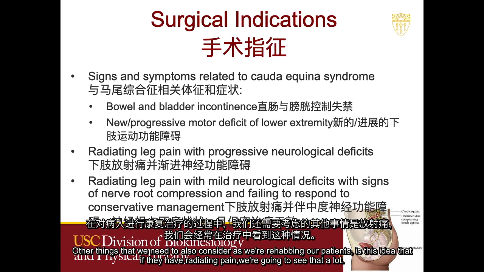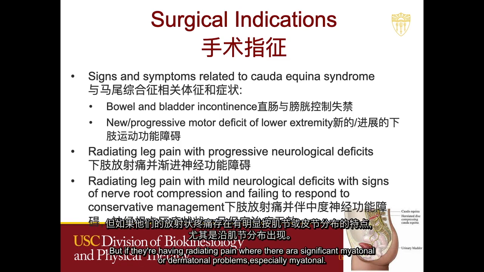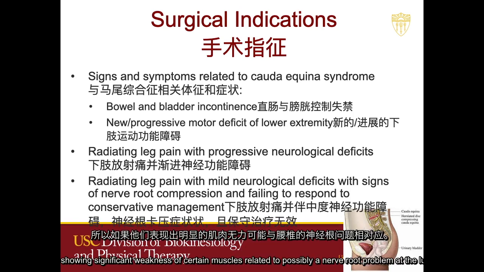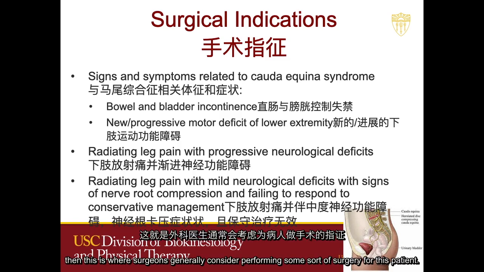Other things that we need to also consider as we're rehabbing our patients is that if they have radiating pain, we're going to see that a lot, but if they're having radiating pain where there are significant myotomal or dermatomal problems, especially myotomal. So if they're showing significant weakness of certain muscles related to possibly a nerve root problem at the lumbar spine, then this is where surgeons generally consider performing some sort of surgery for this patient.